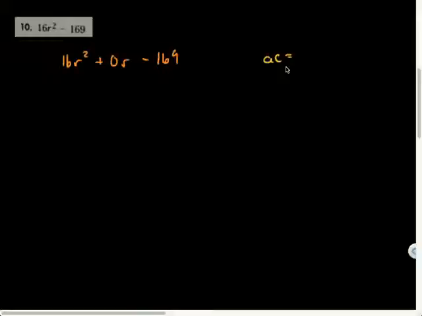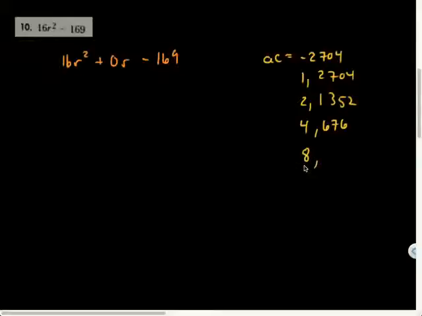169 times 16, negative 2704. So let's find the factors of that that subtract to be 0. Ugh. So 1 and 2704, nope. Does 2 go into it? Yeah. Does 4 go into it? Yeah. Does 5 go? 6, 7 goes into, nope. 8 goes into it. Does 9 go in? No. Does 10? No. 11? No. 13 goes into it.